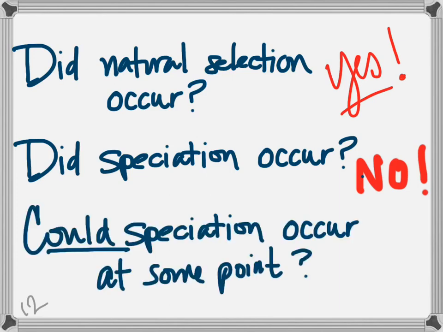3, could speciation occur at some point? Oh, yeah. Gene flow between the two populations could get cut off completely at some point, and natural selection could cause further changes to one or both of the morphs. It's entirely possible that at some point, these two could become different species.